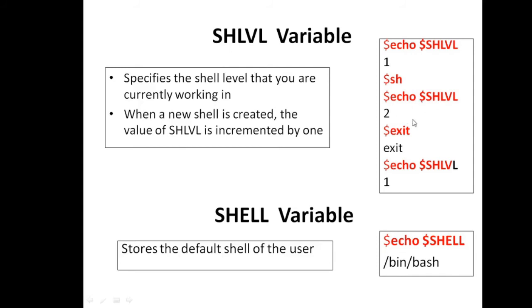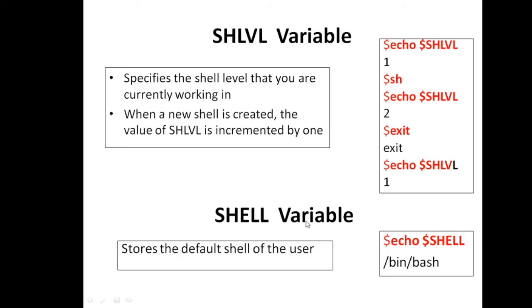It gives 2. When you give exit, it comes out of the child shell. So again if you try to print that, you get a 1. So the shell level variable tells you the level of the shell you are currently working in.